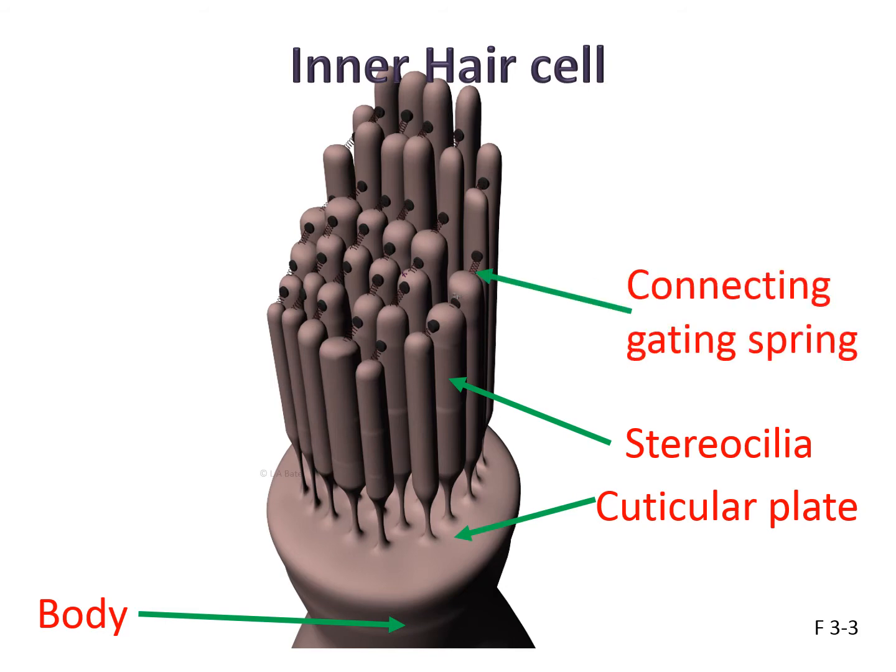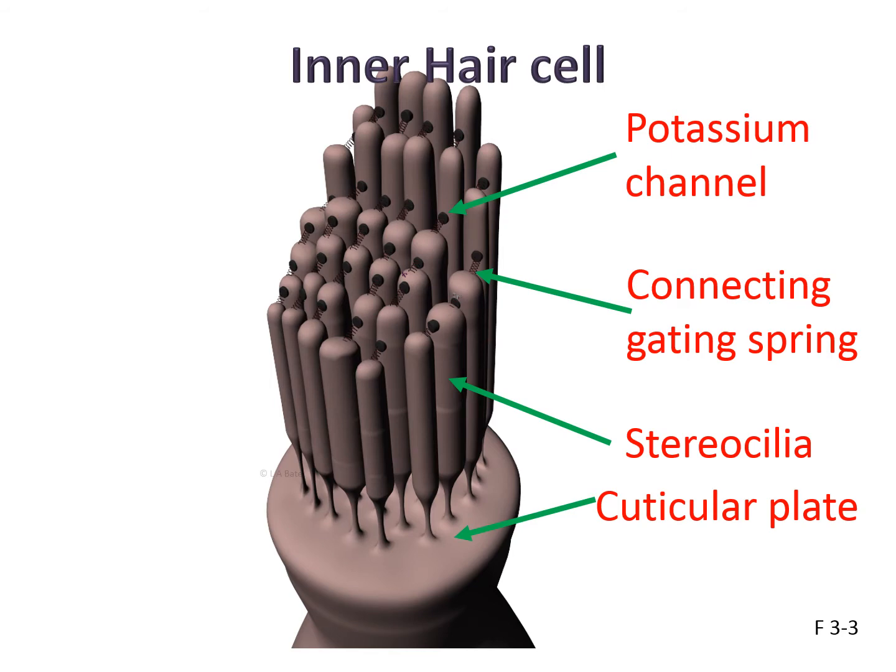The shorter stereocilia is linked to a taller stereocilia by a connecting gating spring or tip link, which is a protein attached to the lower stereocilia tip and to a mechanically activated gated ion channel, specifically a potassium channel, inserted in the taller stereocilia. We will get into the function of this in a minute.